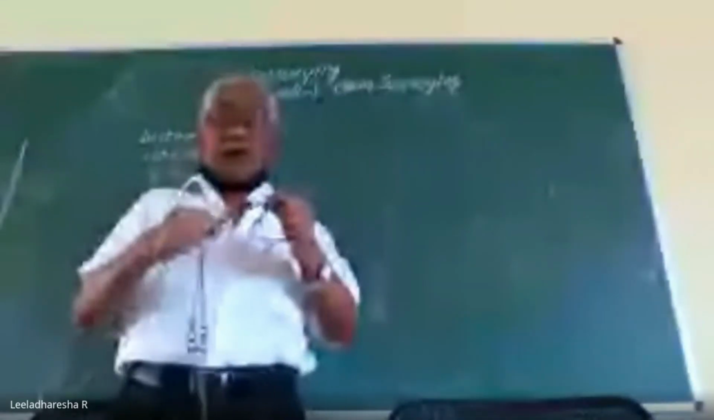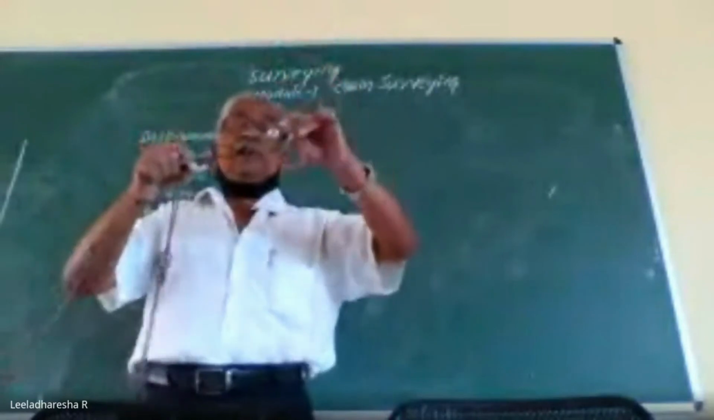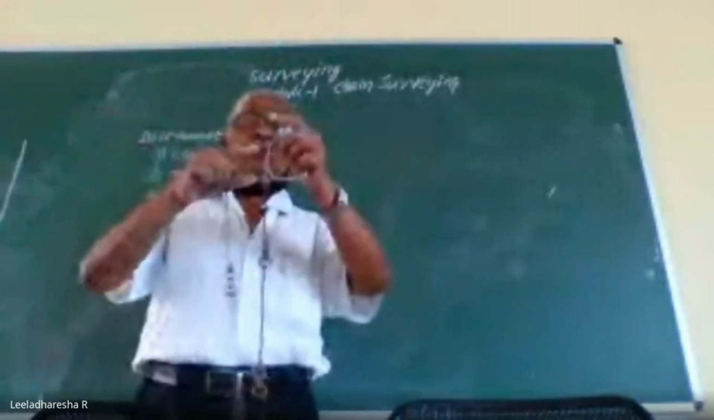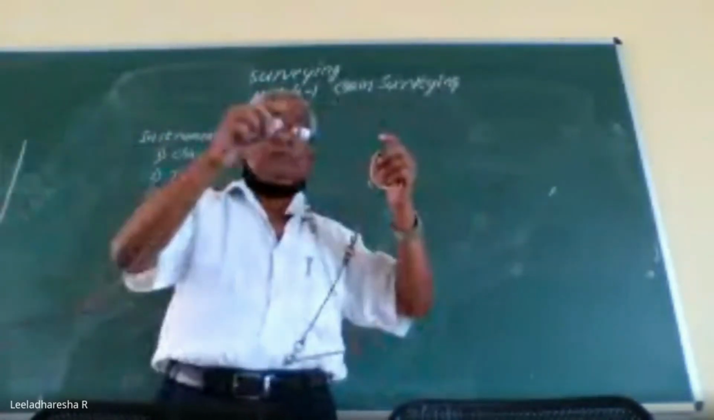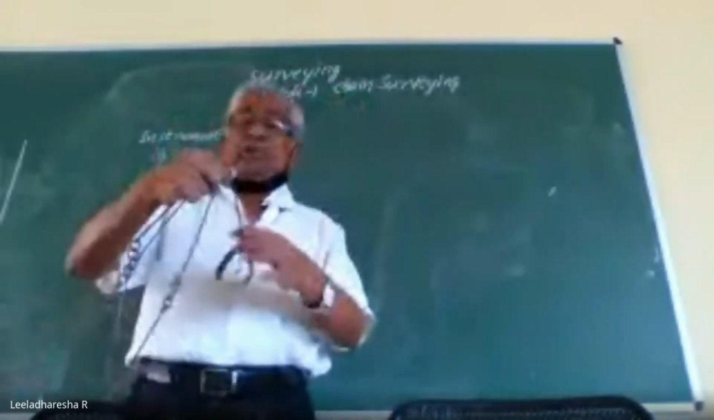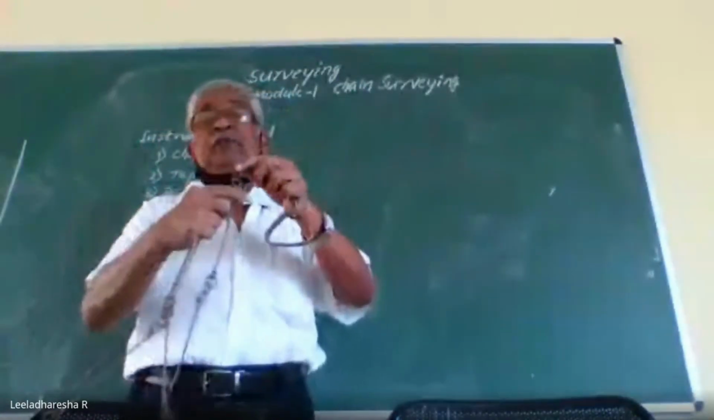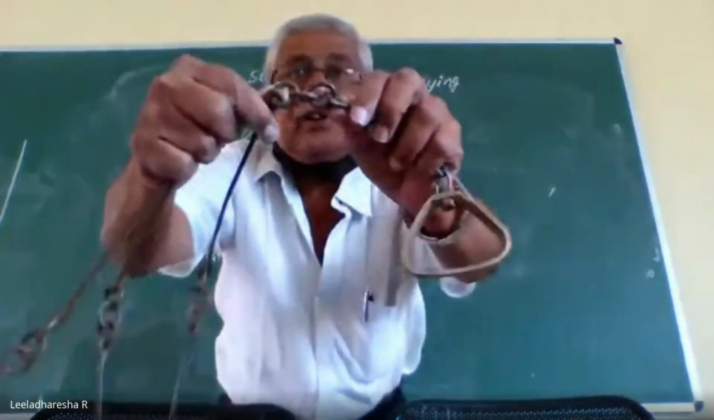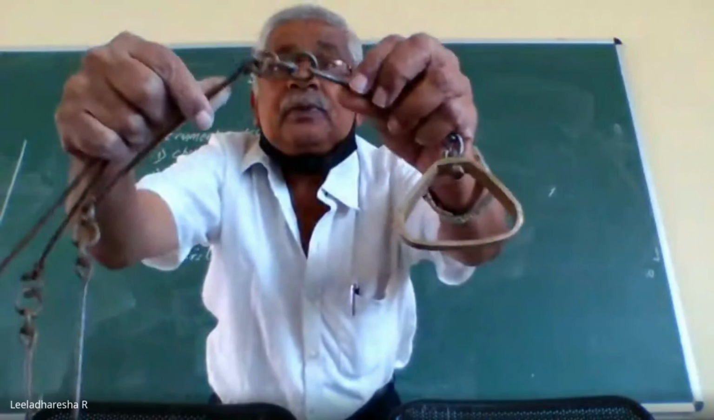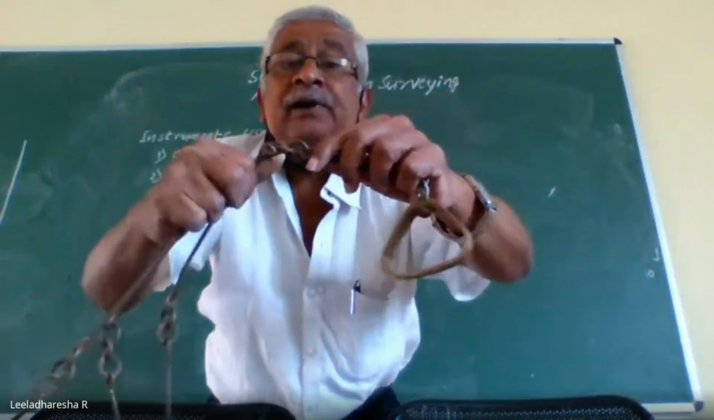So, it is available in various sizes. And coming to the chain, it has a brass handle. You can observe, it has a brass handle on either end. One brass handle here and another brass handle at the other end of the chain. And each link of this chain is joined by means of three rings. All of you can observe, three rings are there. Each link is joined using three rings.